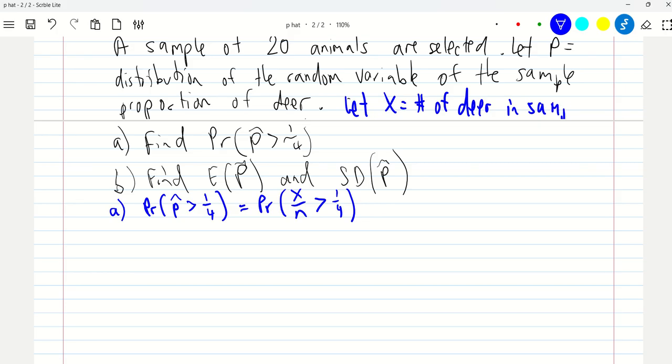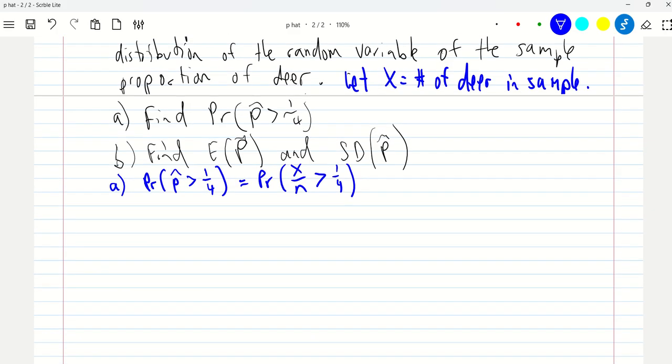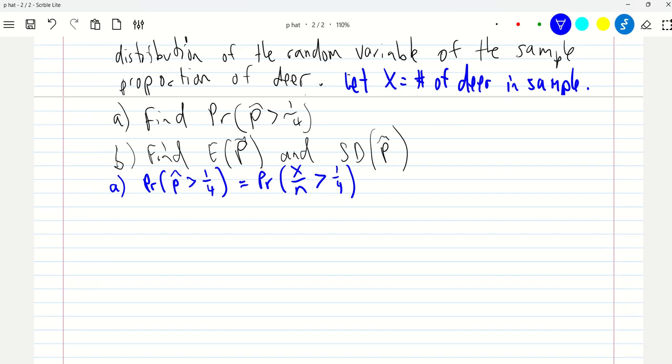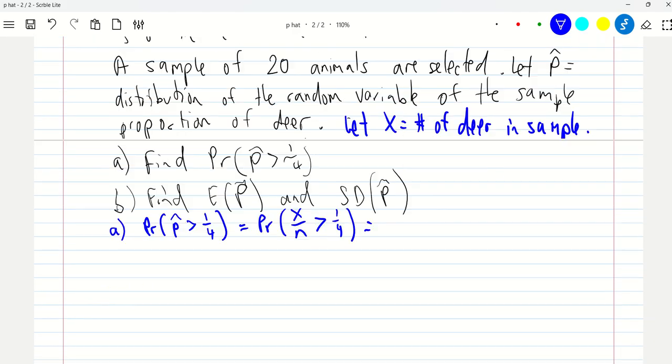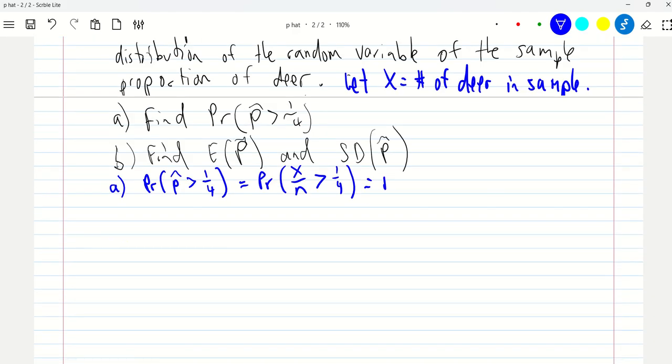All right. So we take our sample of 20 and we go about doing that, okay? And so what I've got, I'm just going to simplify it again. We know that n was 20, wasn't it? 20, we're taking 20 deer. So it's x over 20 is greater than 1/4. And I'll just times both sides by 20. And I'll get x is greater than 20 over 4, which is 5.